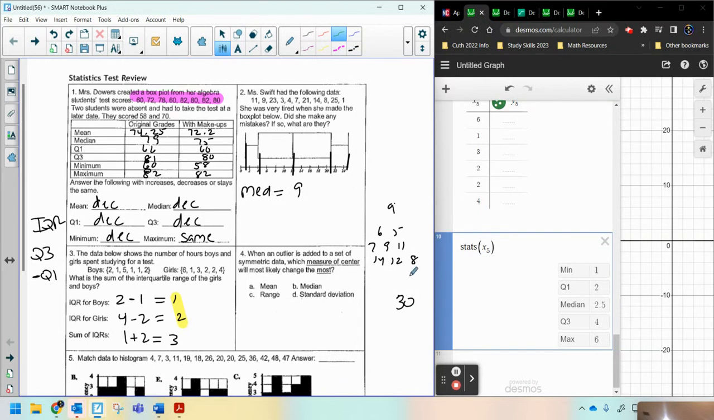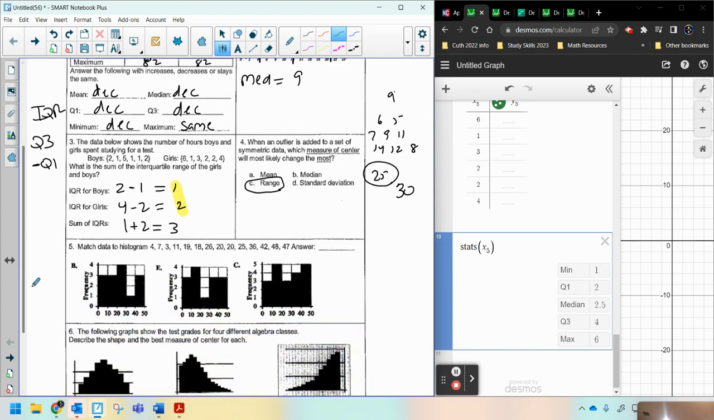Now the range, well, the range is the big number minus the small number. I think the range is actually what's going to change the most when you have an outlier there, because this big number 30 minus the small number 5, the range would be 25 there. And I think that's going to increase much more than the mean will. All right, we're going next.